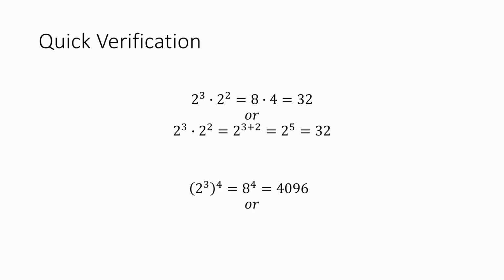But you can also do this by using the exponential property that the exponents multiply when you have an exponent of an exponent. So 2 to the cubed to the 4th power is 2 to the 3 times 4, 2 to the 12th, which is 4096. All right, so that's how these things go.